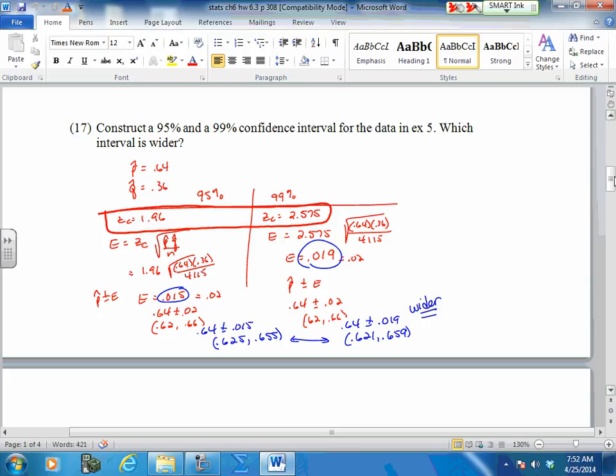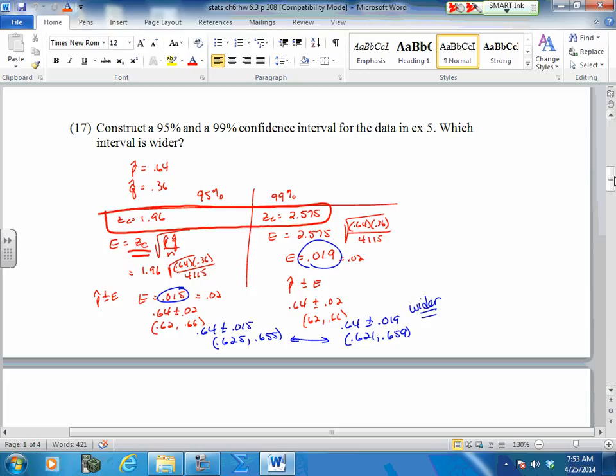When you multiply something by a smaller number, you get a smaller answer, right? If I multiplied 4 times 2, I got 8. If I multiply 4 times 3, a larger number, I get 12. So it stands to reason that my ZC is controlling this. That comes from my level of confidence. If I want to be more confident, give me a larger margin of error. Give me more wiggle room.